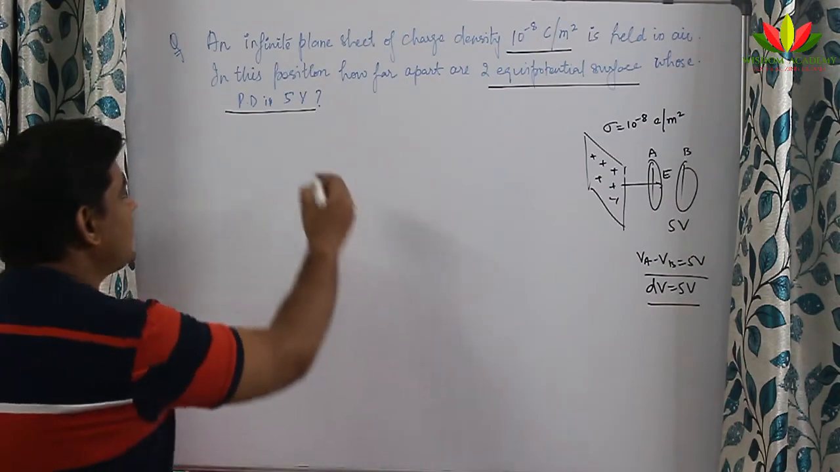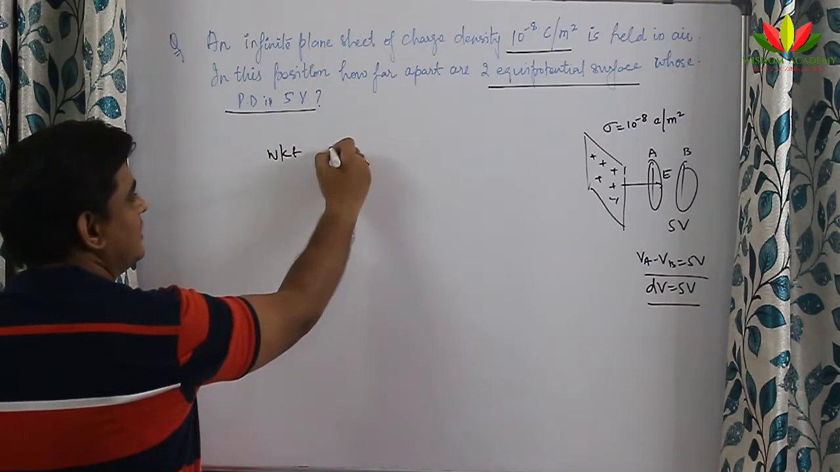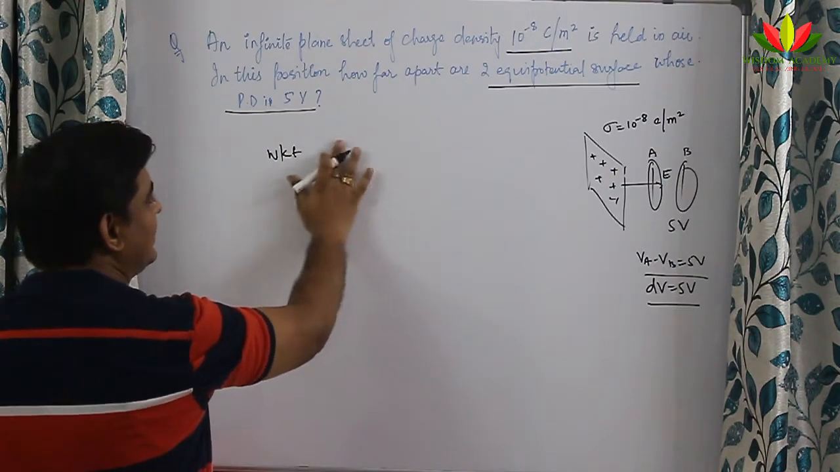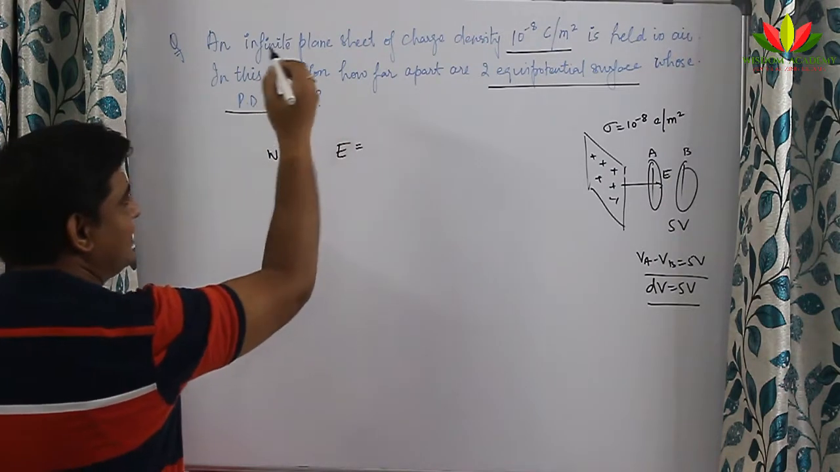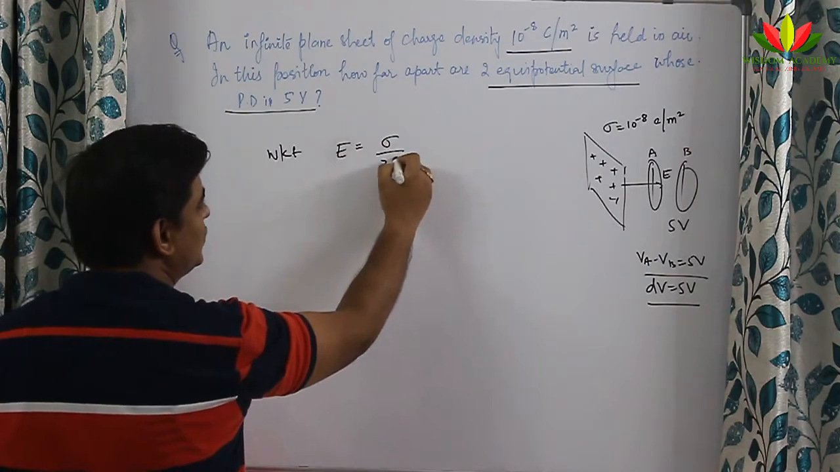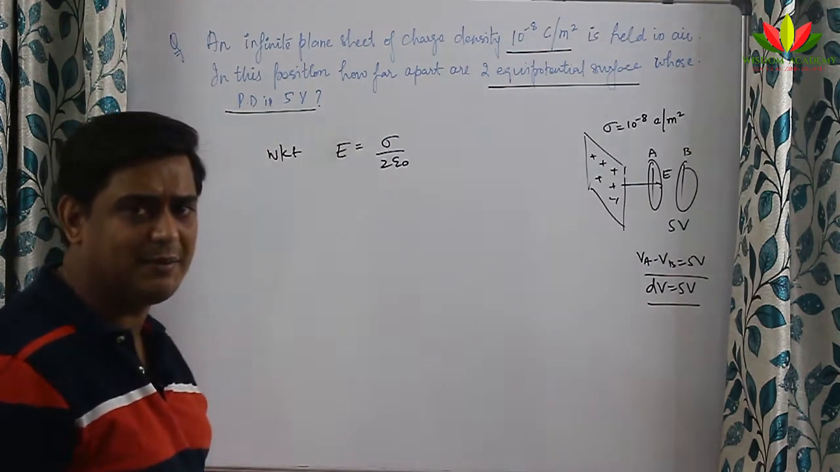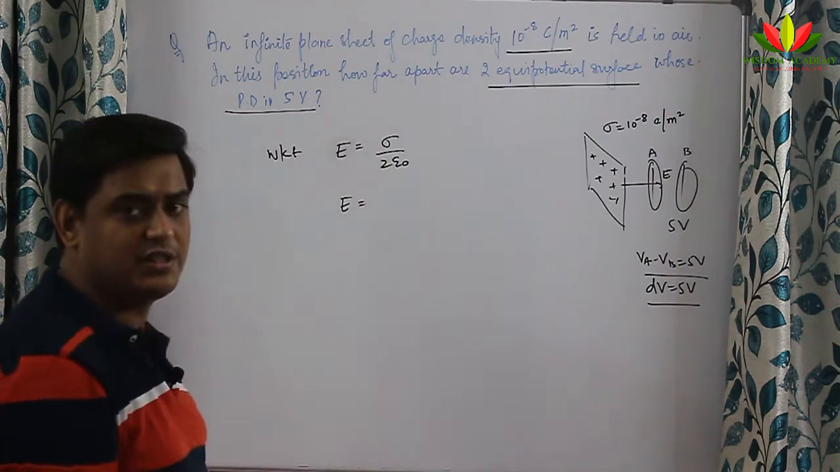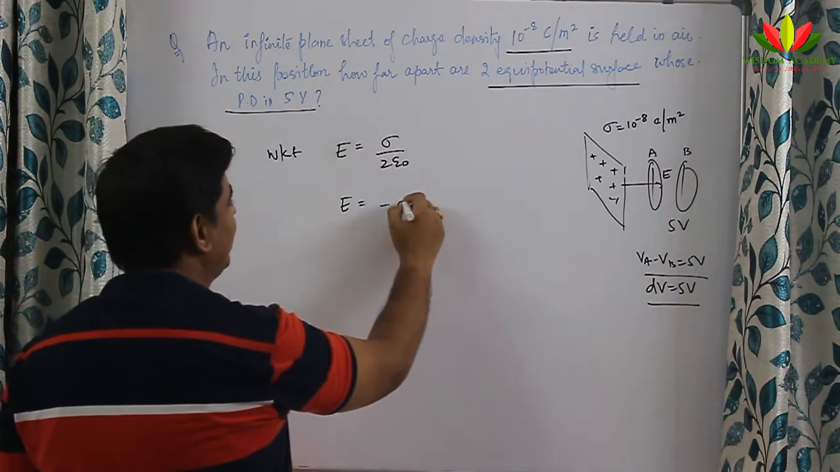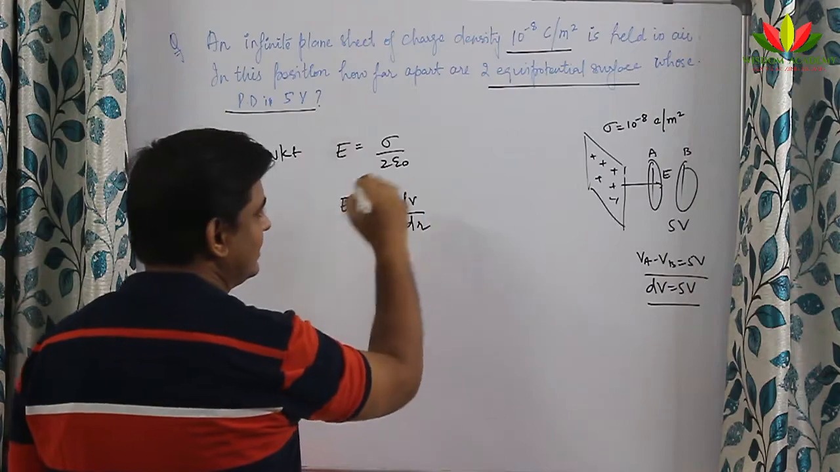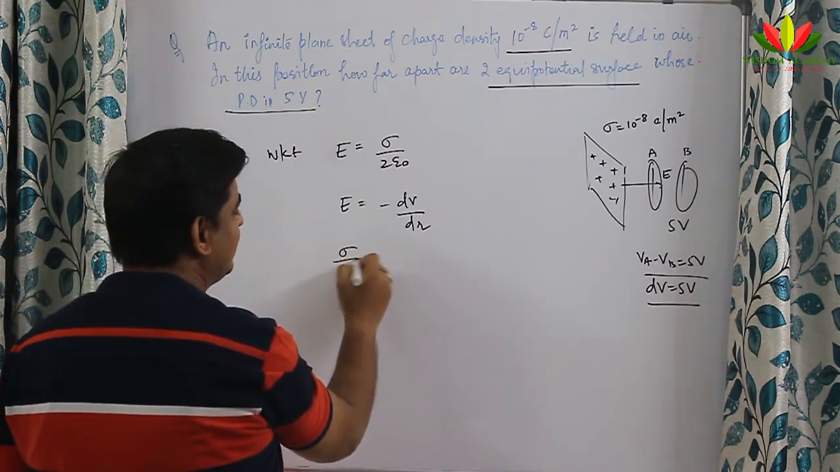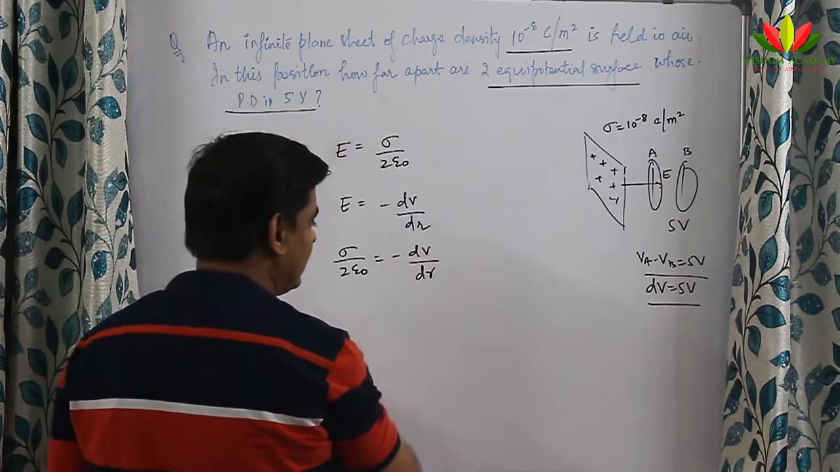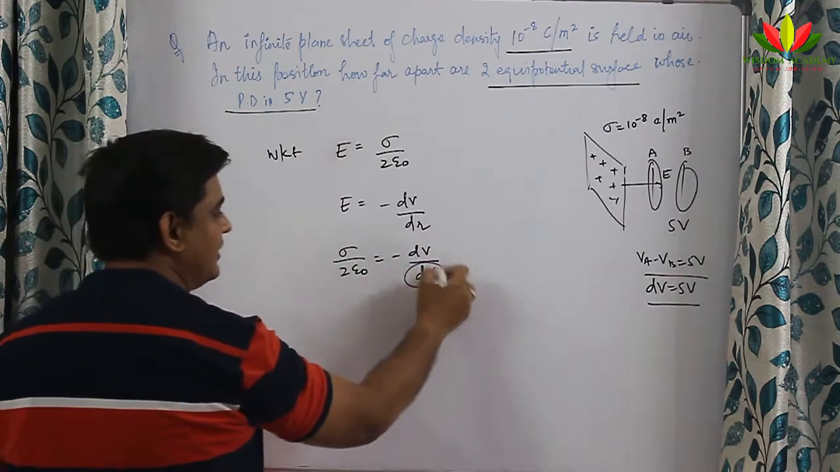So we know that E, the electric field due to the infinite plane, is equal to sigma by 2 epsilon naught. At the same time, in the previous class I told you that electric field and electric potential are related by E is equal to minus dV by dr. Let us equate these two. So I get sigma by 2 epsilon naught is equal to minus dV by dr. So we have to find the value of dr, the distance between them.